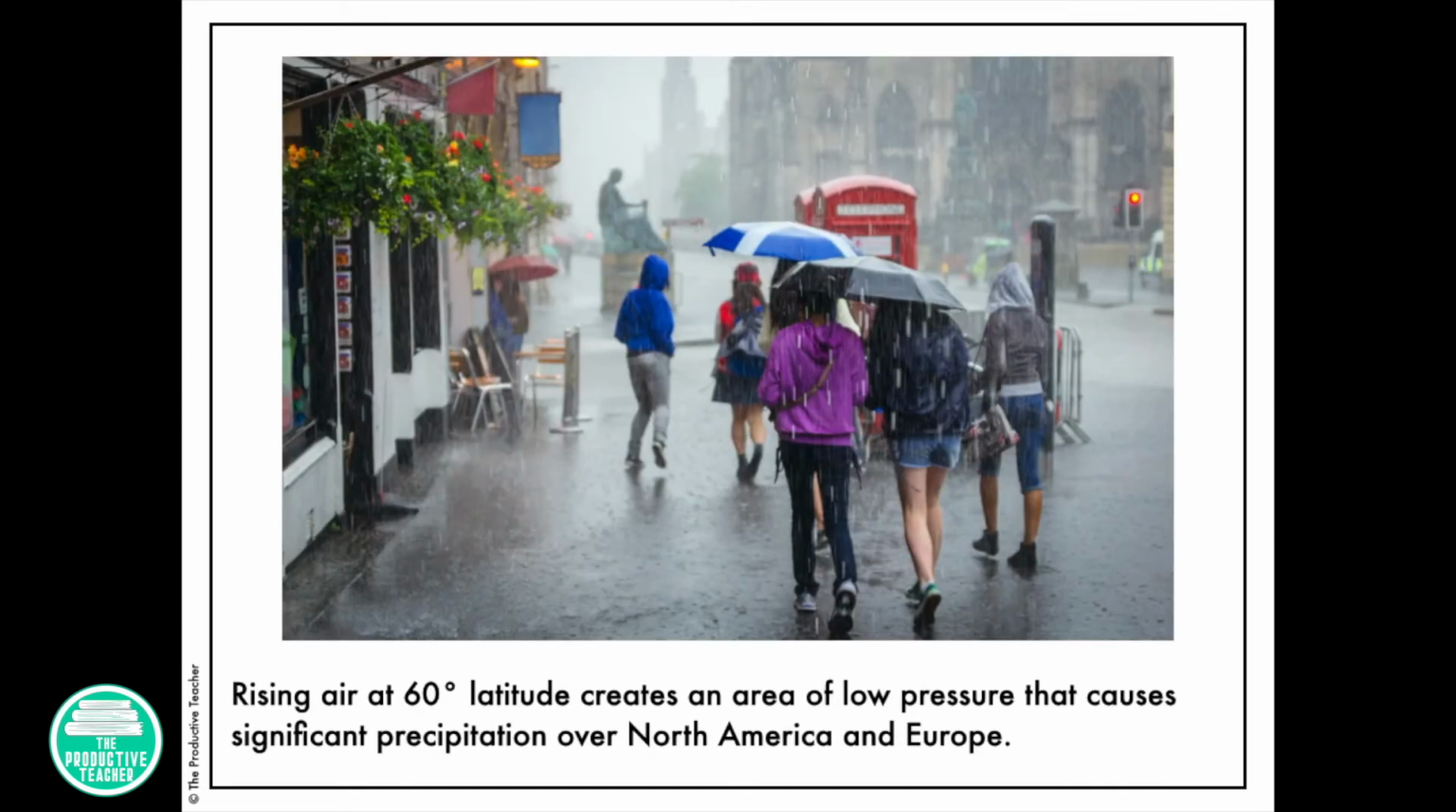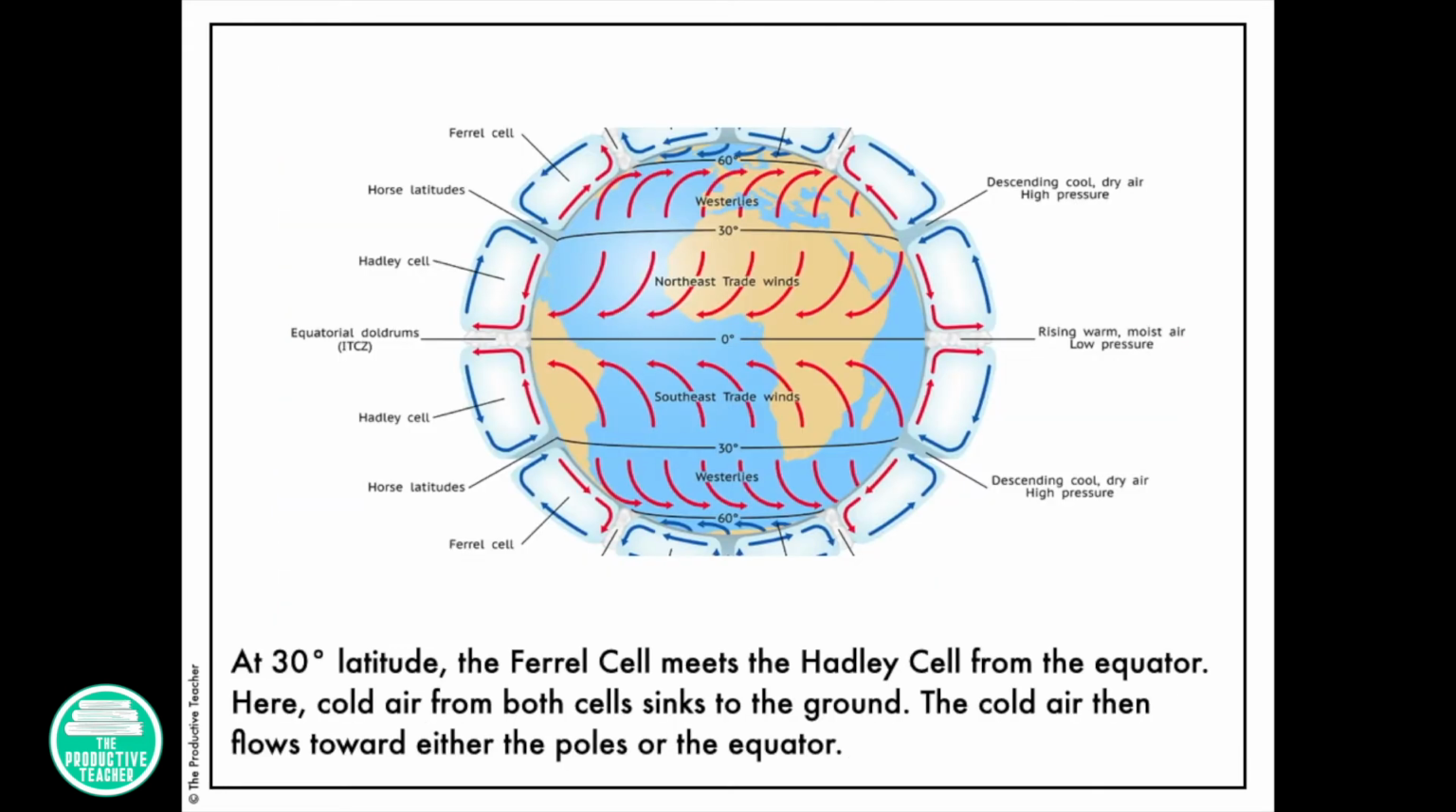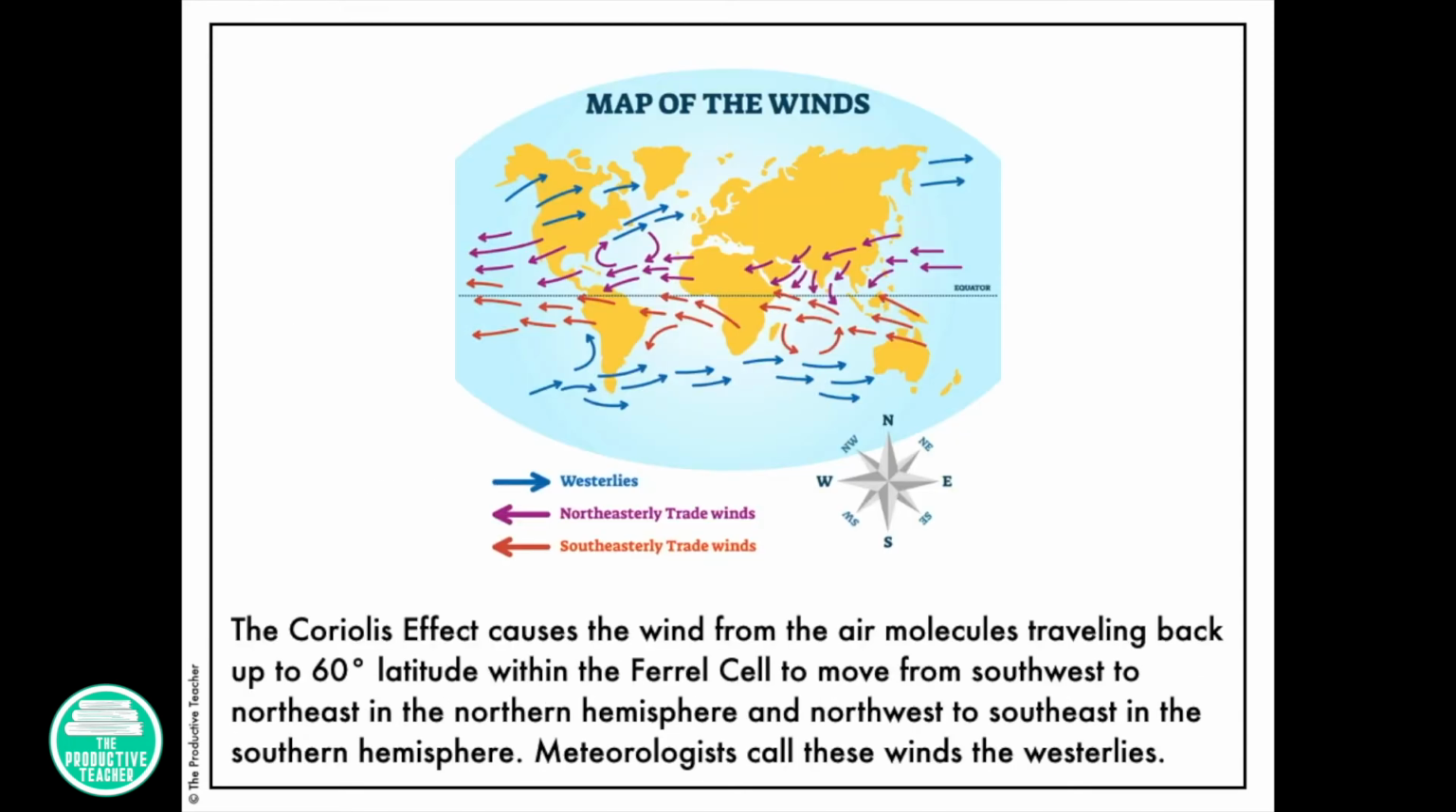Rising air at 60 degrees latitude creates an area of low pressure that causes significant precipitation over North America and Europe. At 30 degrees latitude, the Ferrel cell meets the Hadley cell from the equator. Here, cold air from both cells sinks to the ground. The cold air then flows toward either the poles or the equator.